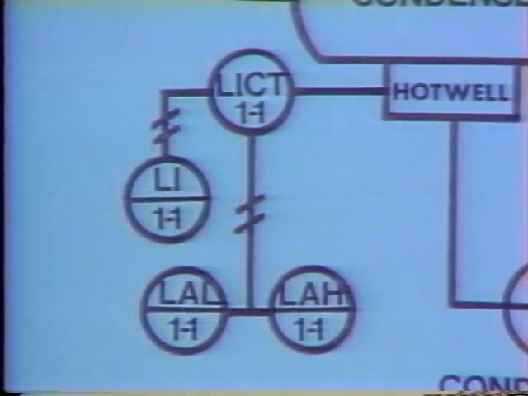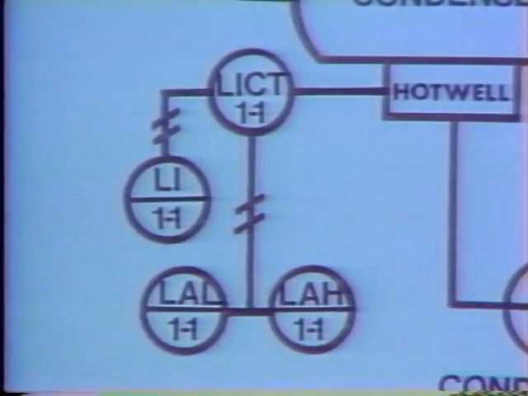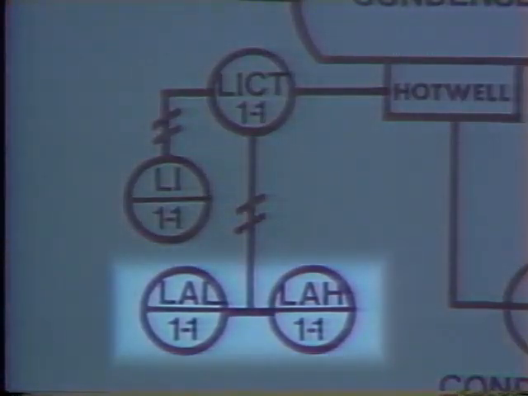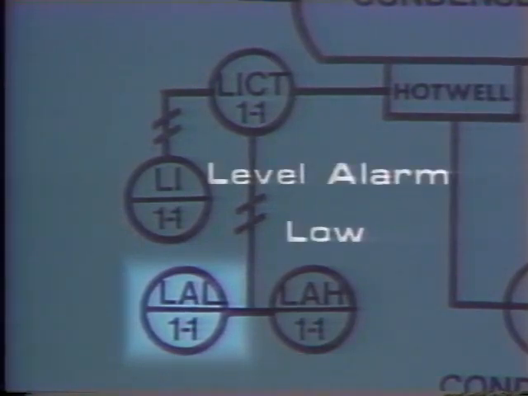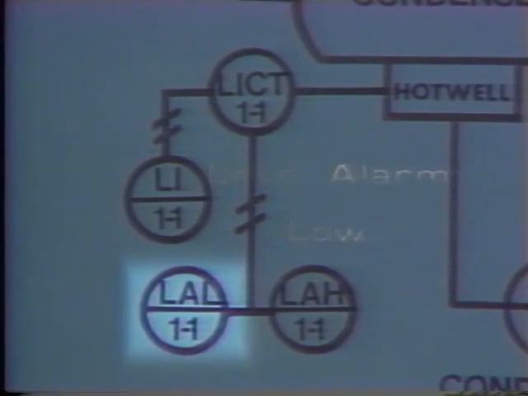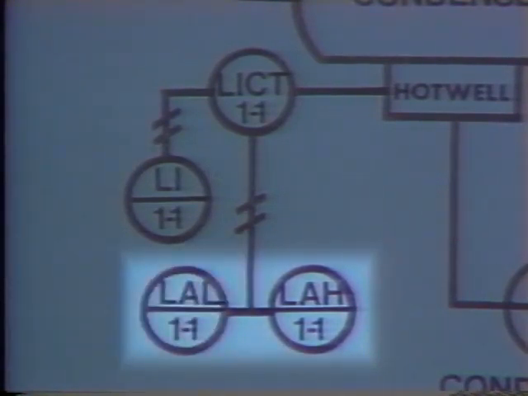We know that this is a pneumatic transmitter because the lines connecting the transmitter to the other instruments have hash marks through them. The legend identifies lines like these as pneumatic tubing. The transmitter is connected to a high level and a low level alarm. LAL identifies this as level alarm low, and LAH identifies this one as level alarm high. Since the circle symbols have lines through them, we know that the alarms are remotely mounted.